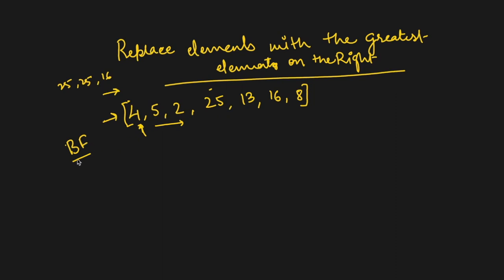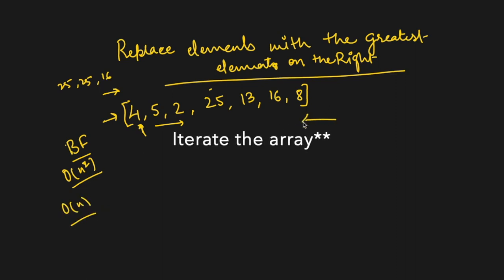So this is the brute force. Clearly we can see that there are two nested loops, and the complexity would be O of n square. So can we solve this in O of n? And the answer is yes. The idea is to iterate the array from right to left, in this direction. Let's say we have a variable called max and initialize it to minus 1. This variable is going to store the maximum value which we have seen during this iteration.